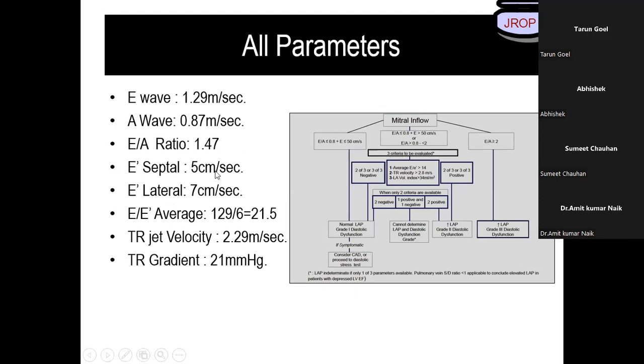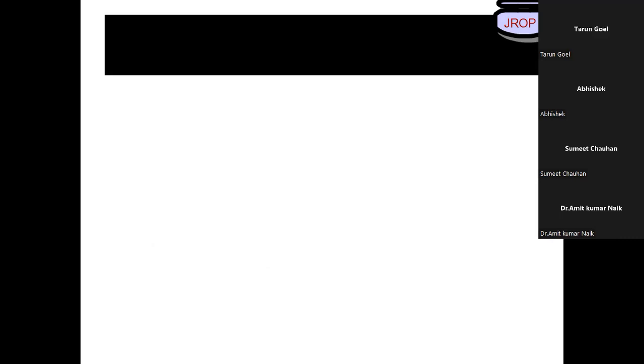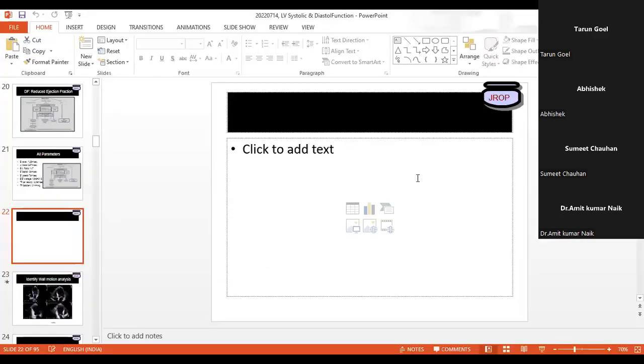The average E/E prime is 21.5, so more than 14. TR jet velocity 2.29 is less. TR jet gradient 21. LA volume was 46. So 2 out of 3 are positive. Once 2 out of 3 are positive, we call it grade 2 diastolic dysfunction. Yes, sir, I said grade 2 only, sir. Okay. But you did not say raised LA pressures. All right, so we'll break here and come back to the next set of questions.